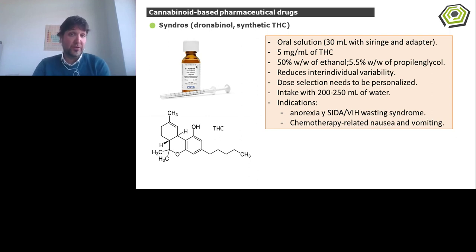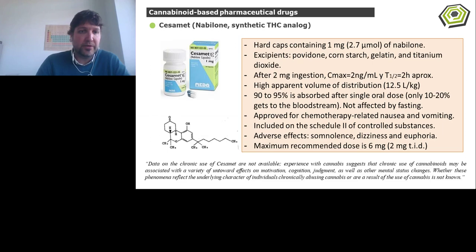Another formulation of dronabinol, the same synthetic THC, is Syndros. This was approved in 2016 by the FDA for the indications of anorexia and HIV wasting syndrome and chemotherapy-related nausea and vomiting. So it has a liquid presentation instead of a soft gel cap. It reduces inter-individual variability, but it still has ethanol and propylene glycol. There's nothing fancy about the excipients of this formulation also. But it reduces the inter-individual variability, which is an advantage over Marinol.